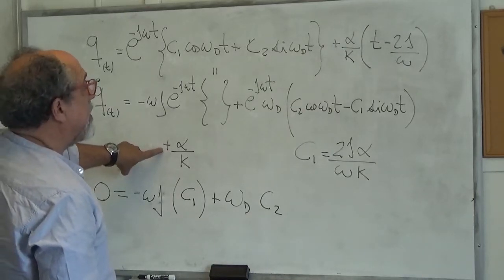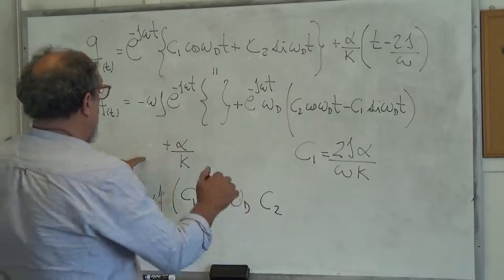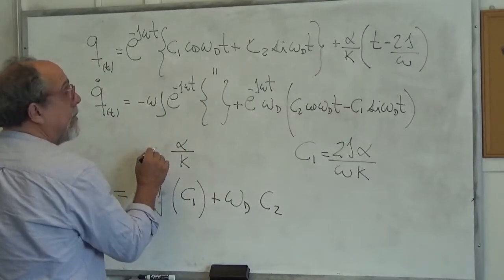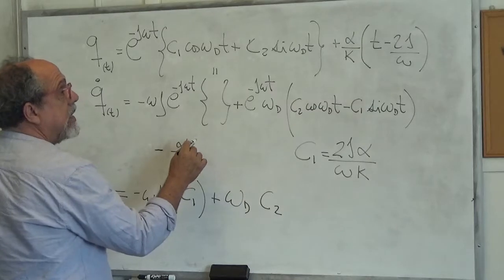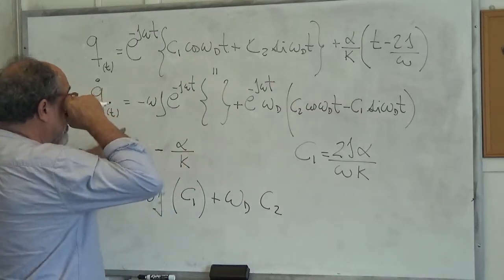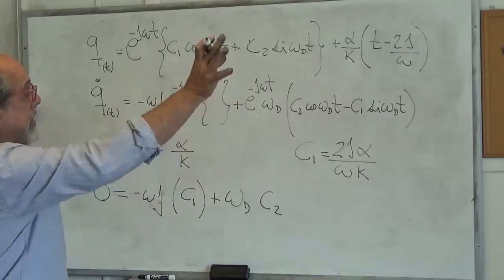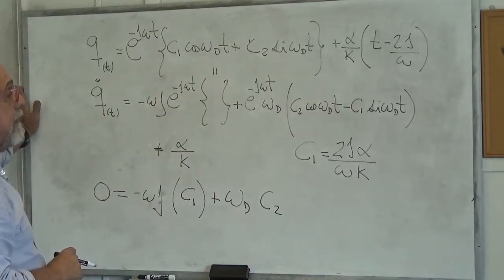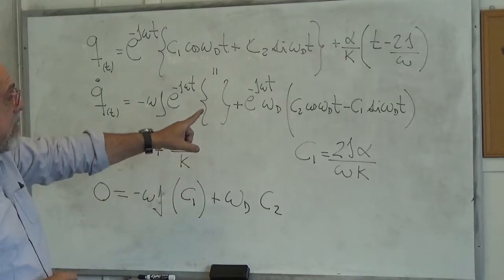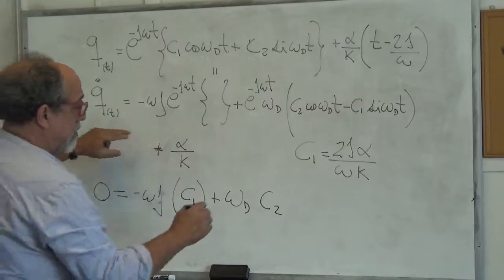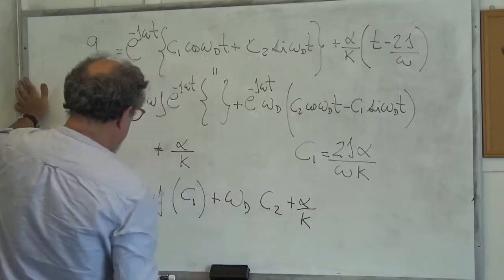Wait, I think I made an error here. Yeah, when I put alpha over k, I had to say minus alpha over k. No, that's correct. Plus alpha over k, yeah. The second term was a constant, it disappeared, so plus alpha over k. So I have C2 omega damped, this is 0, plus alpha over k, right?